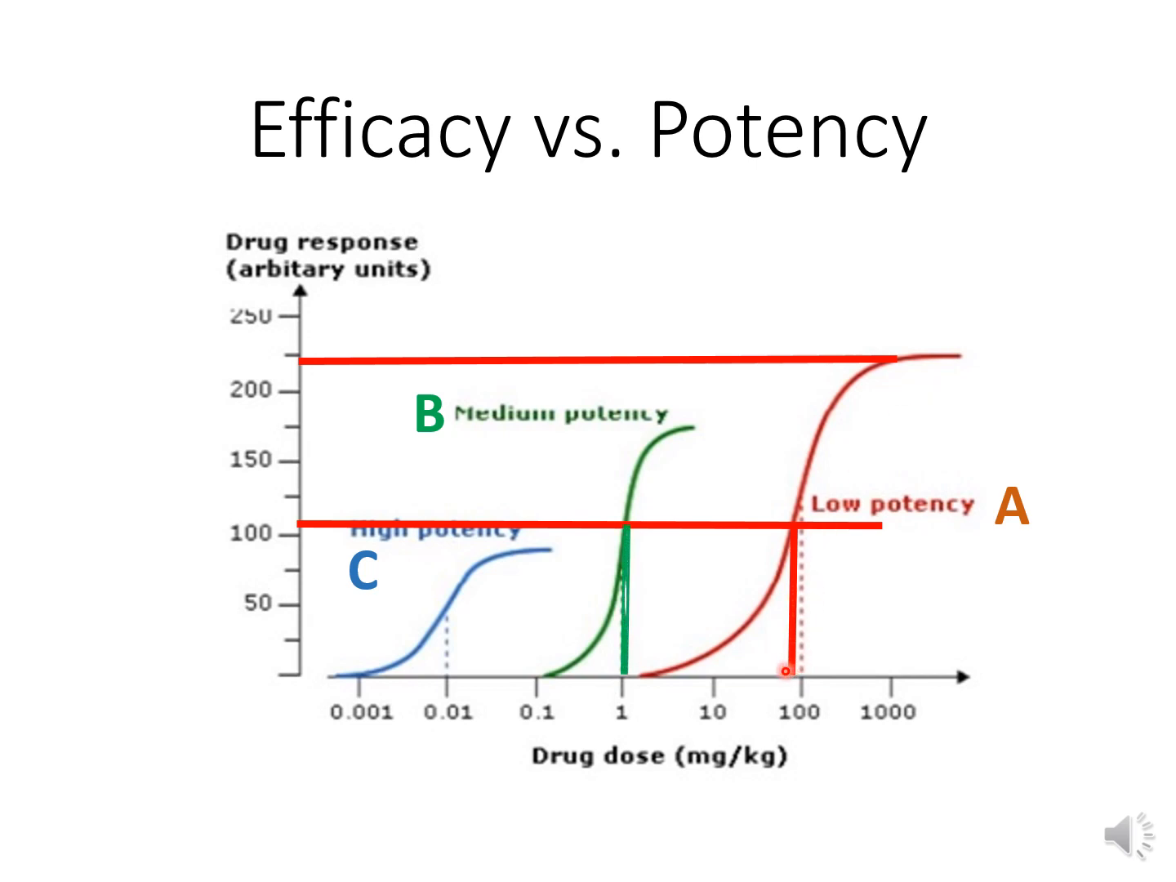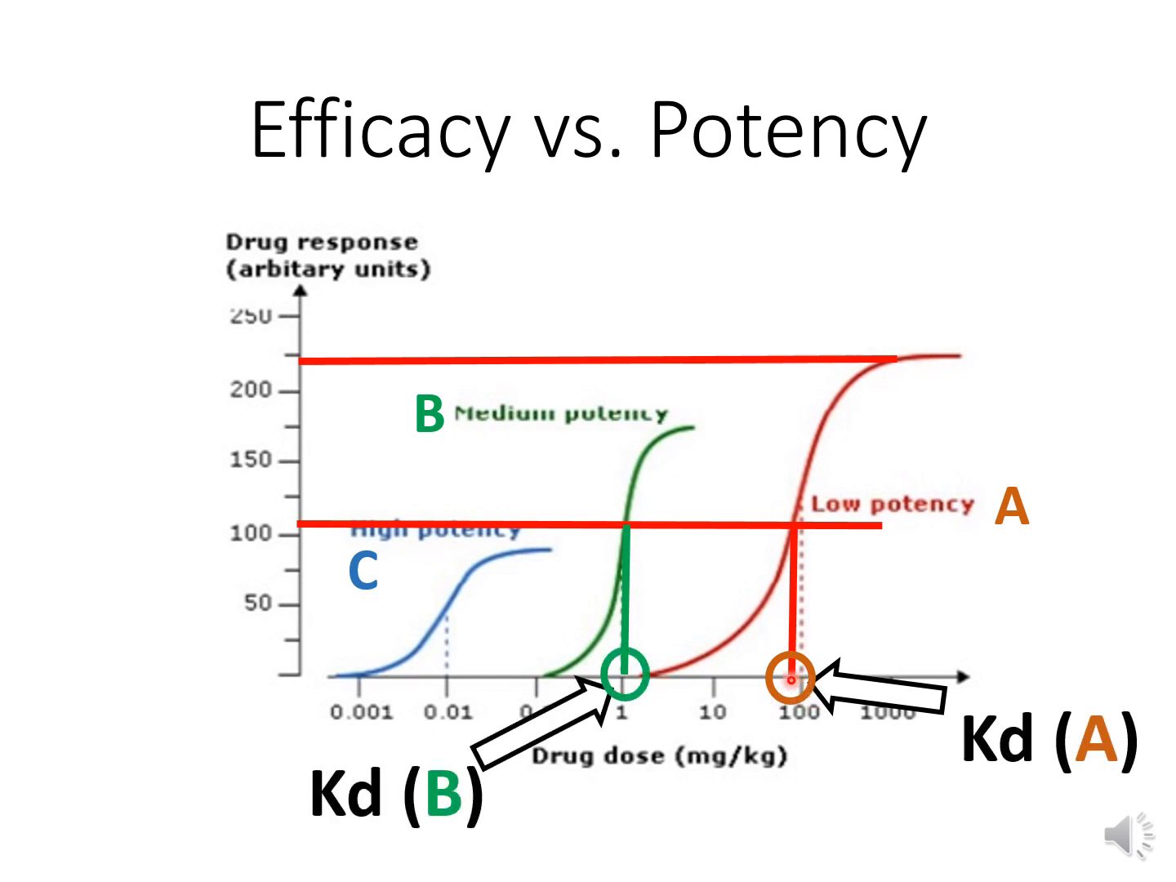The EC50 for drug A, which will be at this point, is going to be much higher than the EC50 of drug B. Now there is another term for EC50, which is the KD. This is the KD for drug A, this is the KD for drug B. The KD for drug B is less than the KD of drug A, and thus drug B has a higher potency compared to drug A.